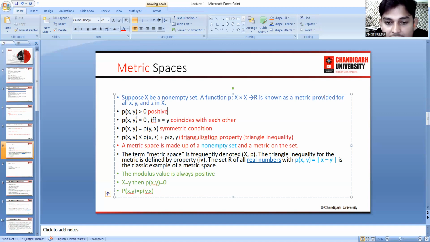The fourth property says that the triangle property is the triangle inequality. So what is the main concept of the triangle inequality? It says that if there are two points X and Y, and we put a point Z in the middle of X and Y, then the distance P of X comma Y is less than or equal to P of X comma Z plus P of Z comma Y. This is the triangle property, the triangle inequality. A metric space is made up of a non-empty set and a metric function.